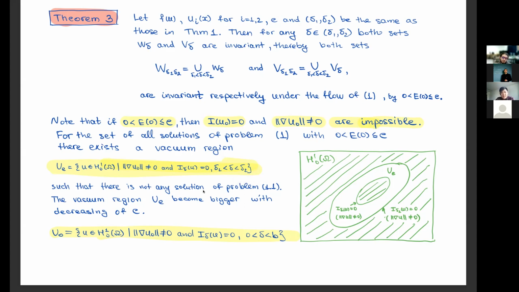Such that there is not any solution of problem one, and the vacuum region becomes bigger with the decreasing of E. So when it's 0, this term has the following form. It will be between 0 and B. Or we can have this kind of donut shape region, like when it's delta 1 and delta 2. In this region, we will not have any solution for our problem.